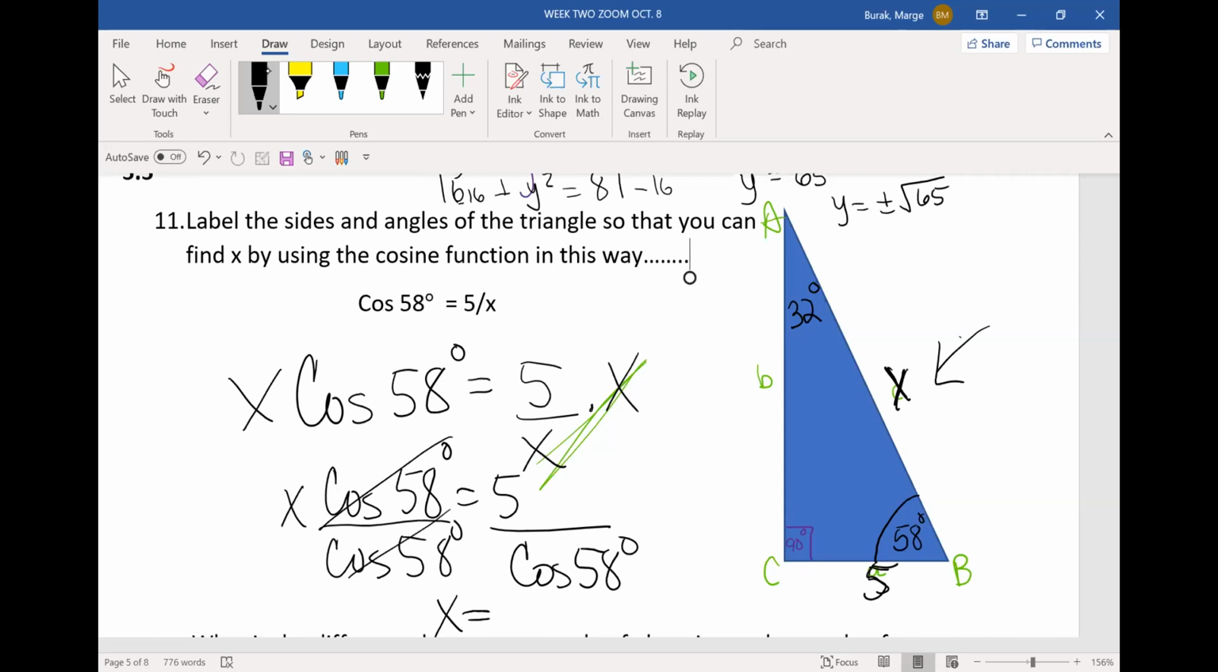If you haven't answered in a while, you want to step in here. 0.5299 and so on. Not sure about that. Yeah, I got something bigger than that. 5 divided by the cosine of 58 degrees. Oh, sorry, this is the length of the triangle. Sorry. Yeah, I did it wrong.